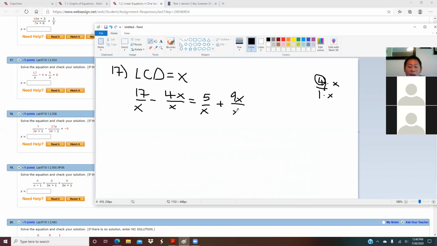So what we do now is, you figure out that all your denominators are x. So you will multiply both sides by x here, and you will notice that all of this will cancel out. So what you are left with is the numerator to solve. So we will get 17 minus 4x equals 5 plus 9x.